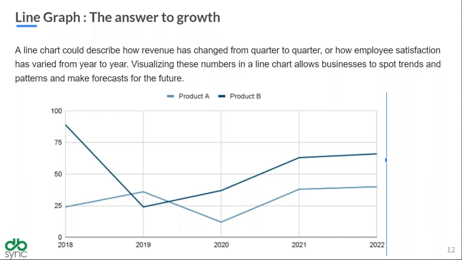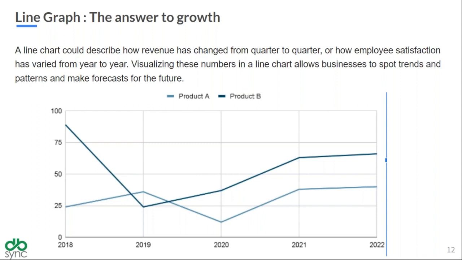A line graph can also be said to be the answer to growth, right? The line graph is the most widely used type of graph in many commercial applications. It's very simple and simply depicts an overall trend. You can use this to see the trend of the past few years, months, quarters, whatever you want, and it's very helpful. It could easily describe how revenue has changed from quarter to quarter, or how employee satisfaction varies from year to year. It's very predictive.